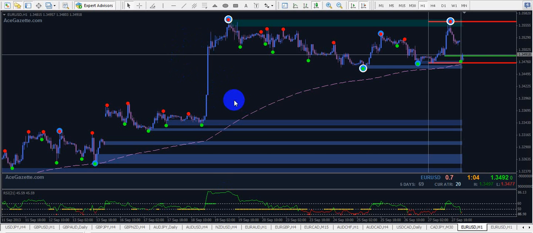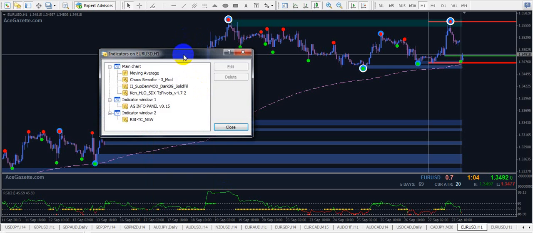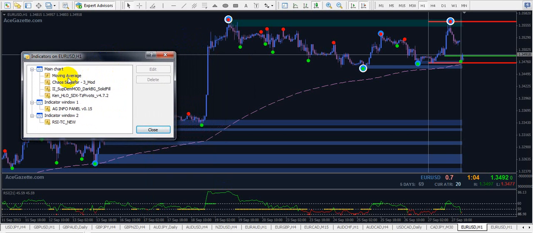This is a basic template, what they have in Ace Gazette. And these are basically all the indicators you're going to need if you do use them. So first of all, you've got your moving average. That's the 200 EMA there. That's giving you a trend direction.